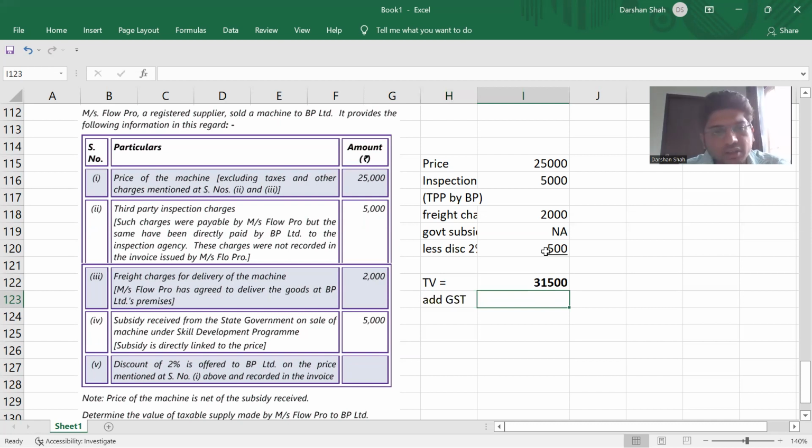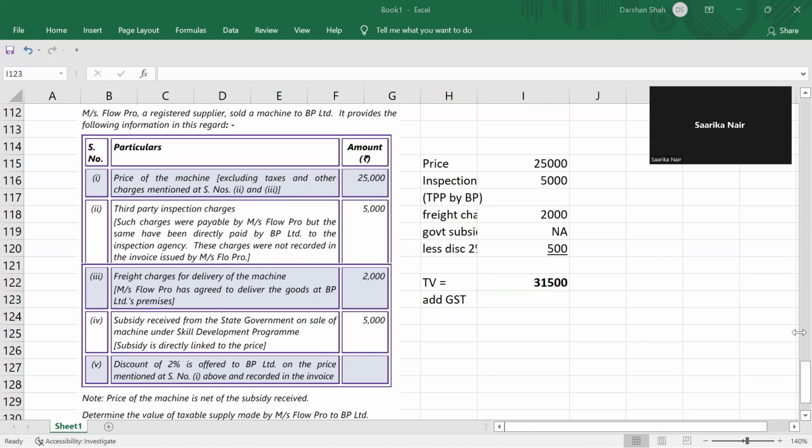Add GST. The GST rate is not given. If GST rate is given, you have to show that also. So after calculating taxable value, do we need to show the bifurcation between CGST and SGST? Yes. If GST is 18%, but if you know that they are both from the same state, then only you show that bifurcation. If it is interstate, it can also be IGST.